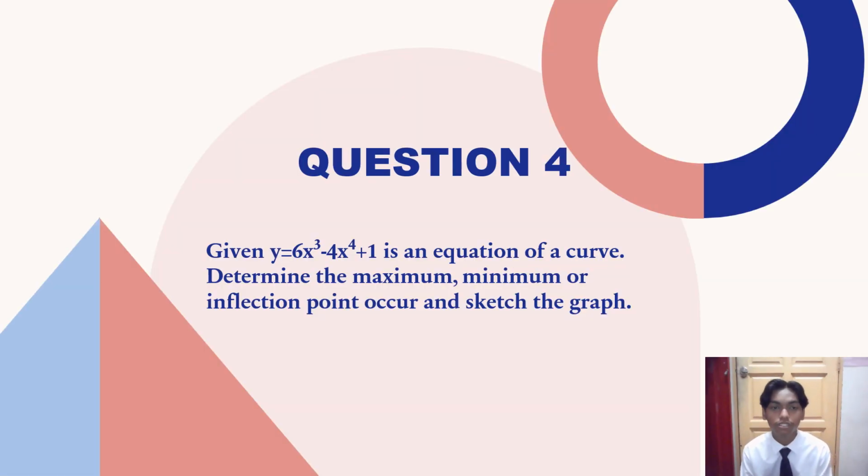And now let's go to the question. The question is, given y equals 6x^3 minus 4x^4 plus 1 is an equation of a curve. Determine where the maximum, minimum, or inflection point occur and sketch the graph. So, let's solve this equation.